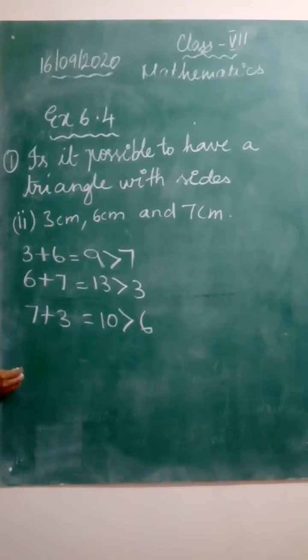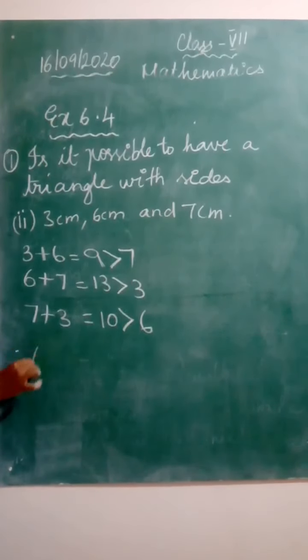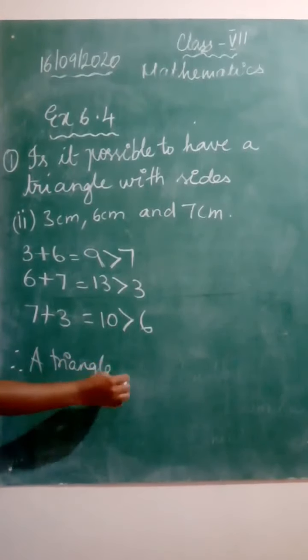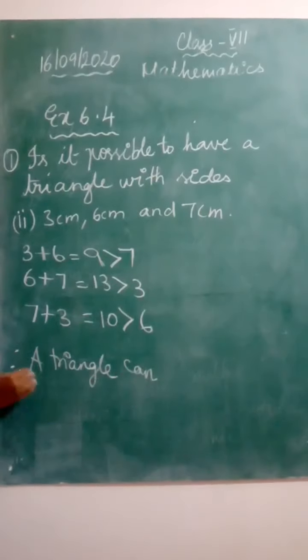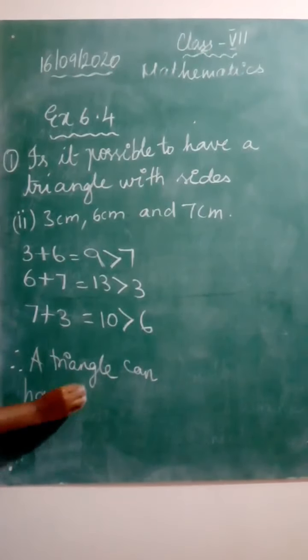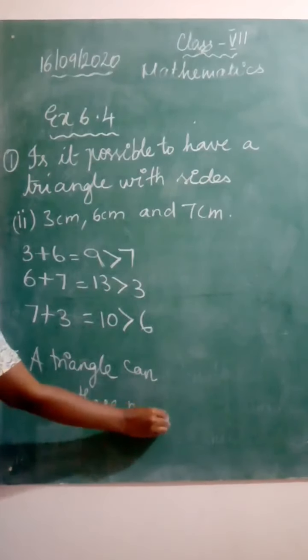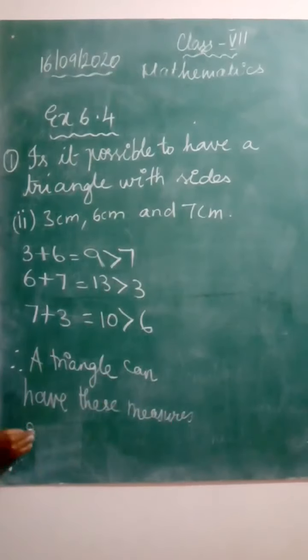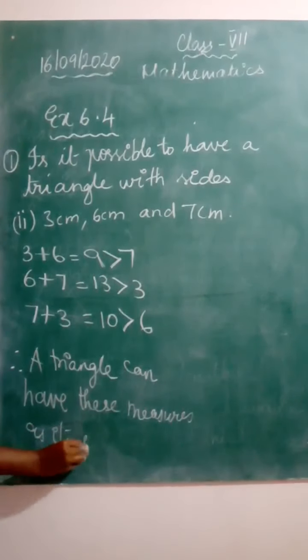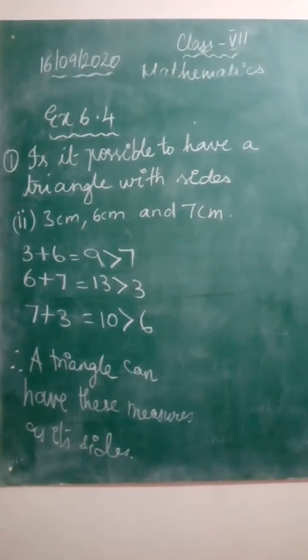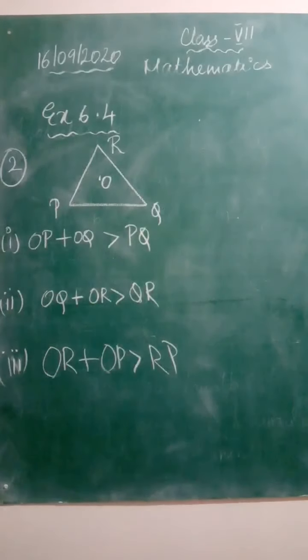Okay. So here, therefore, a triangle can have these measures as its sides. Okay, is it clear? So we just have to check whether the sum of two sides is greater than the third side. Okay. This is the final question of today's class.